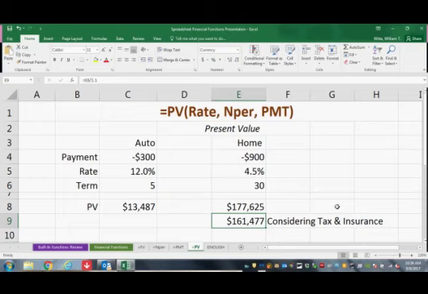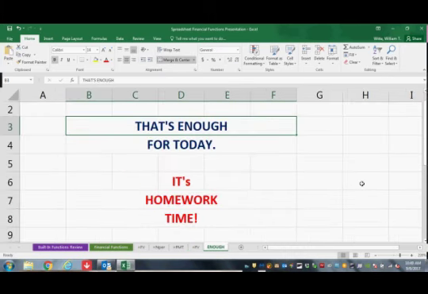So the present value tells you, based on what you know you can afford, what homes or cars to shop for. Very useful. And do you see that these financial functions pretty much all work the same way? And there are more, but I think that is enough for today. So use these functions. I hope you'll practice with these functions when you do your homework on the computer.